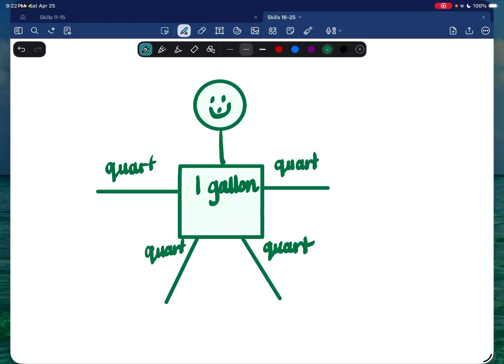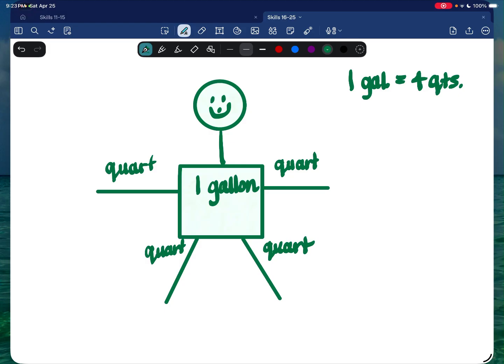So 1 gallon is the same as 4 quarts. That is one of our conversions. You need to memorize that. 1 gallon is 4 quarts. Same amount, just that quarts are smaller units. So maybe I have a gallon of lemonade and I want to divide that between 4 people. Each person would get a quart.